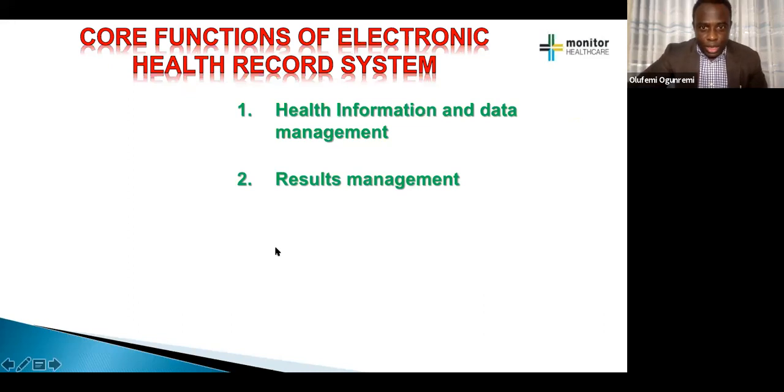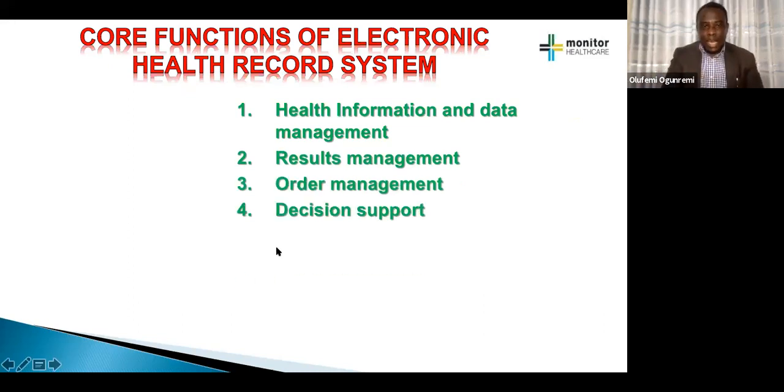Okay, so now let's talk about the function of the electronic health record system. So we talk about health information and data management. The electronic health record helps us to gather health information, obviously, that's what we do. We gather health information, and then we're able to manage this data through this system.